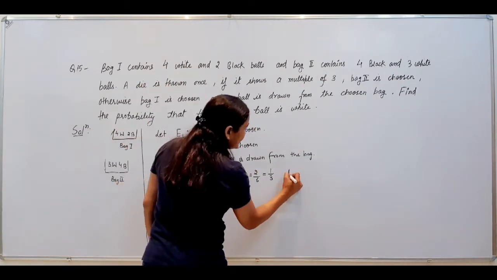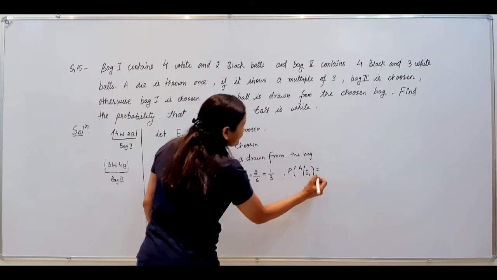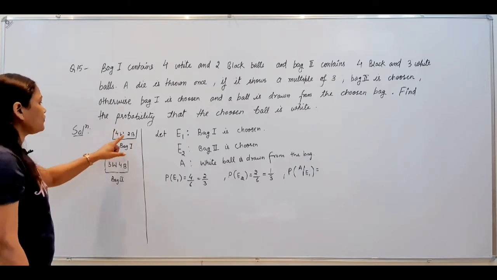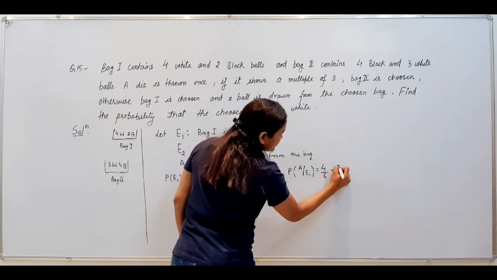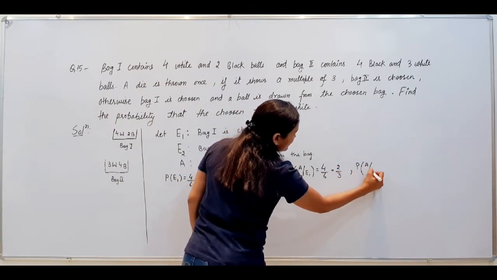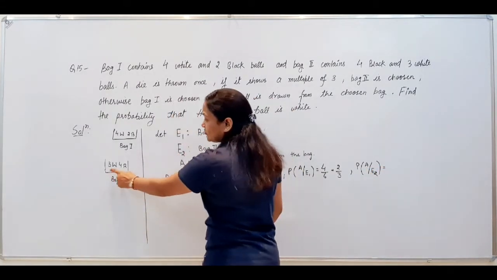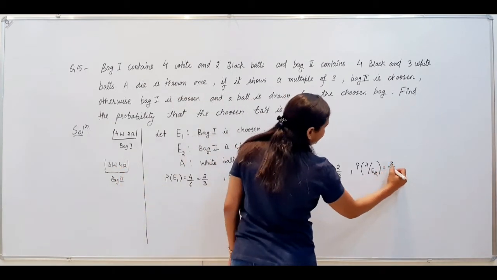Now what is the probability of choosing a white ball if bag 1 is chosen? So what will be the probability of drawing a white ball from bag 1? 4/6, that is 2/3. And what is the probability of drawing a white ball when bag 2 is chosen? If bag 2 is chosen, the probability of drawing a white ball is 3/7.